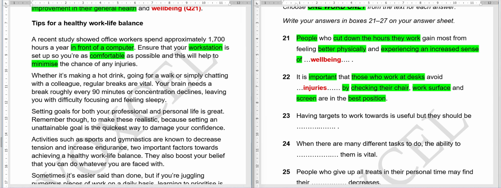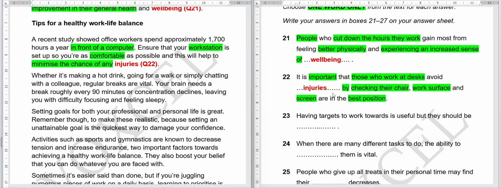Here, this is the last word again. Question number 22, injuries. So how we arrived at this answer? So they are saying avoid something. So if you avoid something, you are trying to stay away from it. So you are trying to minimize the chances of any injury. So you don't want injury, so you are avoiding injuries.